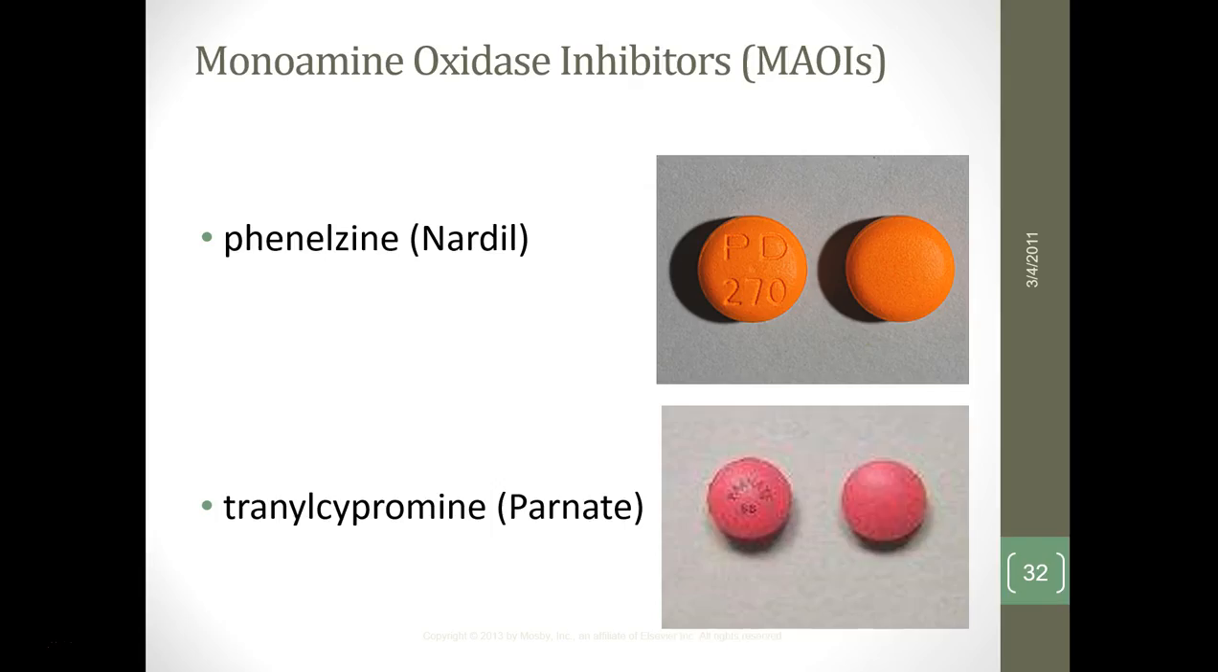Now, the two drugs that are sold in the United States include phenelzine, which is Nardil, and tranylcypromine, which is Parnate. So these are the two MAOIs used to treat depression. As I stated on a previous slide, we do have some other MAOIs that have other indications, but they're not used in treating depression.